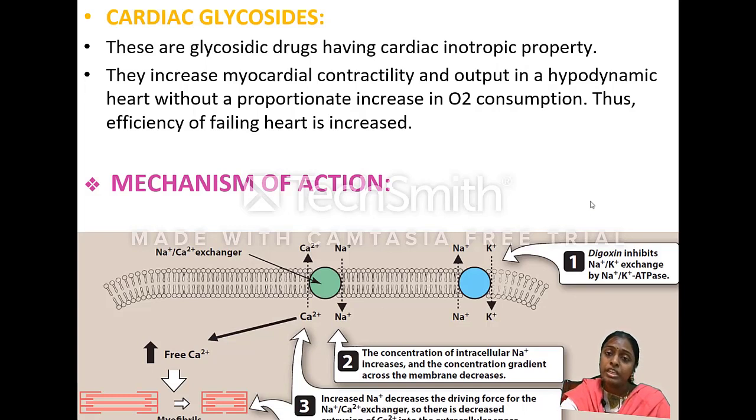But why are we not suggesting more? Because when there is a reduction in this sodium potassium pump, sodium ions will be more inside and potassium ions will be more outside, so there will be repeated contraction, and there won't be much relaxation over here. That's why we will give only a moderate dose.